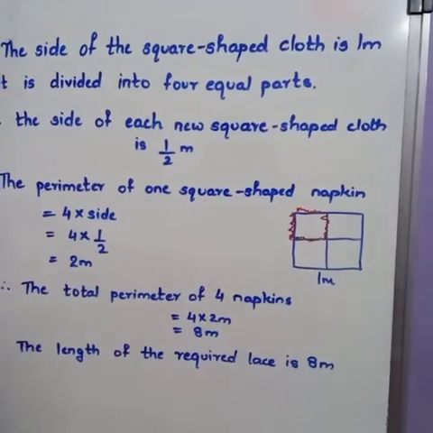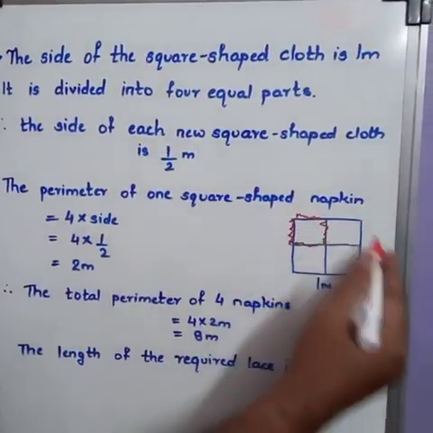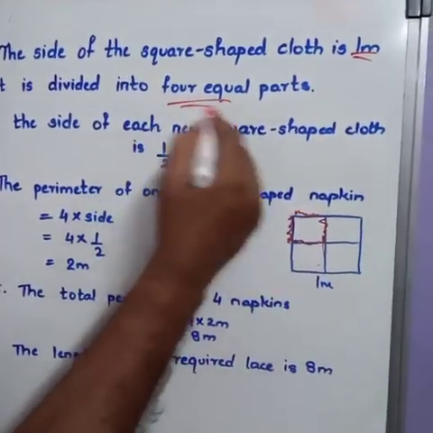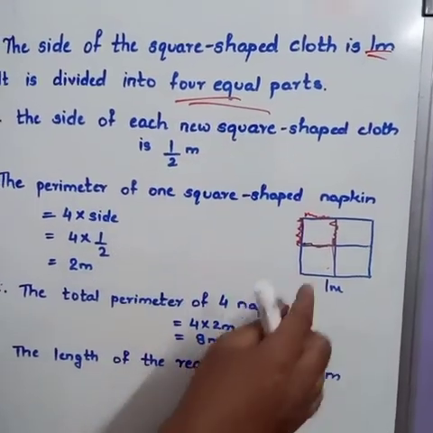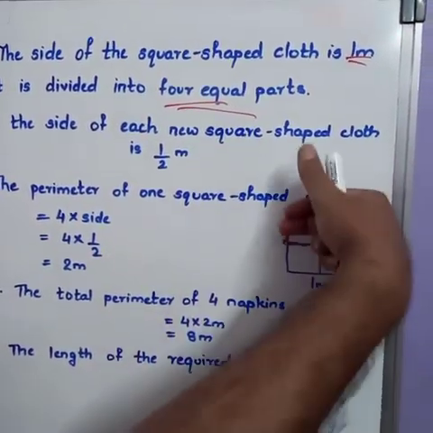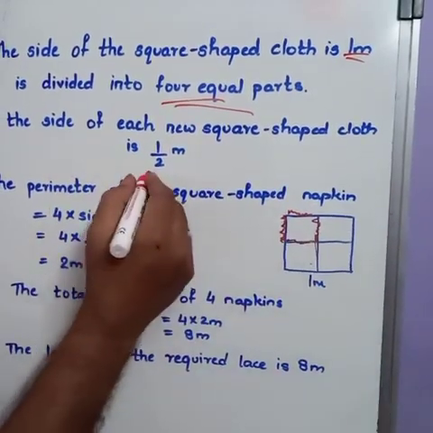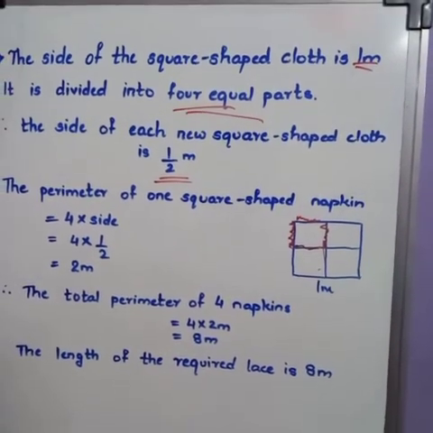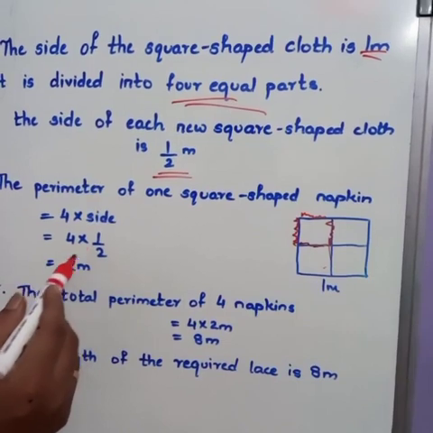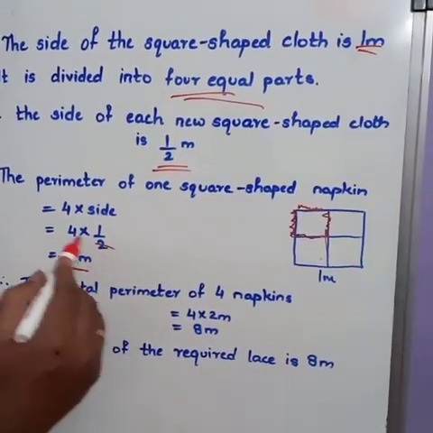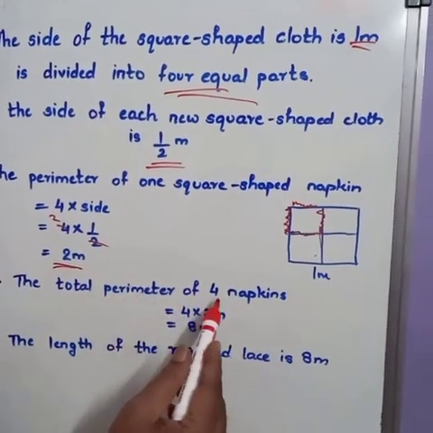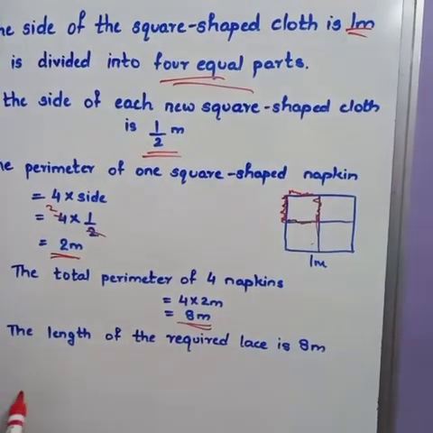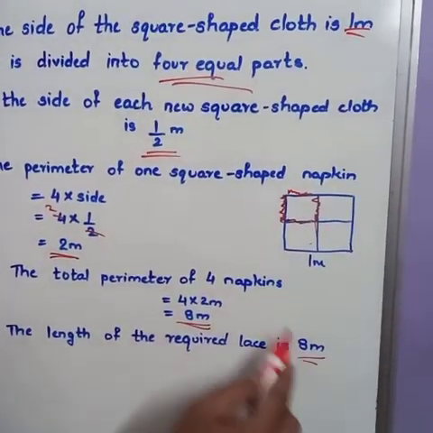We'll first find the side of the square shaped cloth, which we got as 1 meter. It is divided into 4 equal parts. The side of each new square, see the square of 1 part, is half meter. The perimeter of 1 square shaped napkin is 4 into side. So 4 into 1 upon 2, that is 2 meter. The total perimeter of 4 napkins will be 4 into 2, that is 8 meter. The length of the required lace is 8 meter for all the 4 napkins.